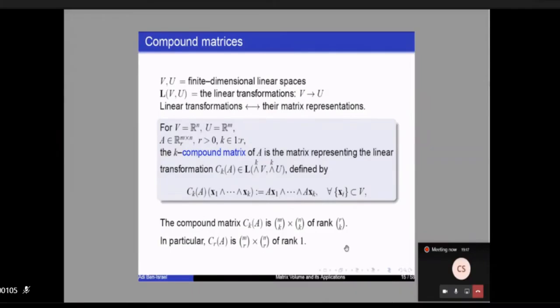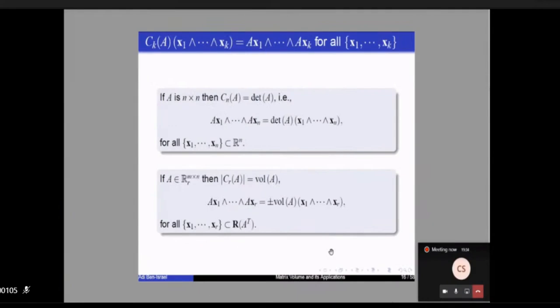to AXK. So the compound matrix CKA is M choose K by N choose K, and it is of rank R choose K, and in particular CRA is of rank 1. Now, if A is N by N, then CNA is just the determinant of A, as we can see in this relation that the exterior product of AX1 to AXN is the determinant of A times X1 to Xn. And this is for all n vectors in Rn.